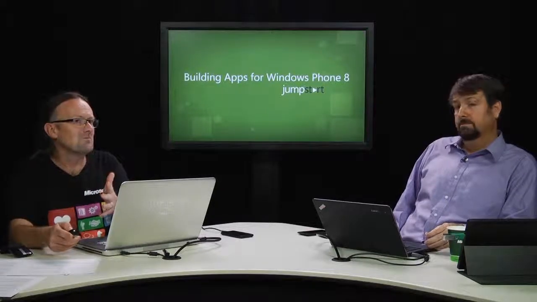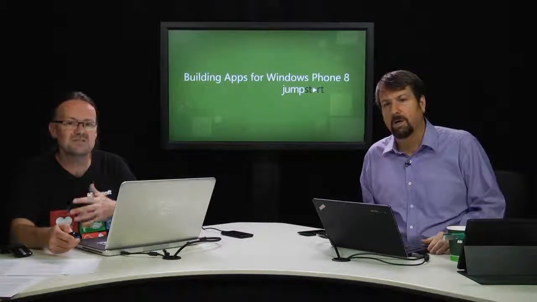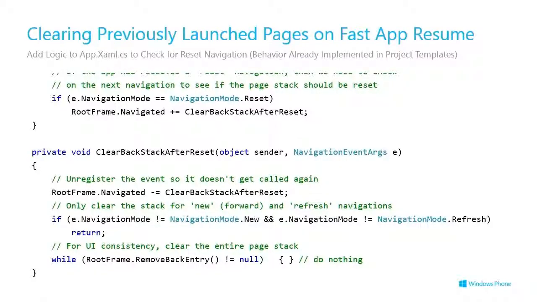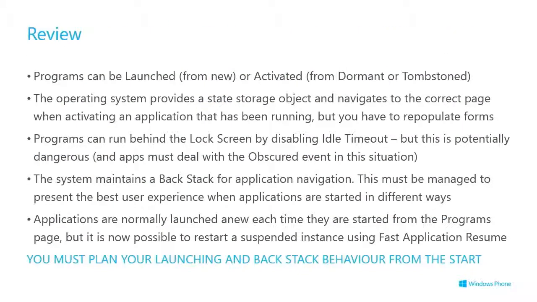So give it some fancy navigation, you can actually resume a suspended app. Use with caution. Lots of fun there. So there we go. Programs can be launched from new or activated from dormant or tombstoned. We've got the state storage object, and the app navigates to the correct page when activating an application that has been running. If we're coming back from tombstoned, you have to do the logic to repopulate the forms. We saw that with using the state dictionary. We can run programs behind the lock screen by disabling the idle timeout, but this is strong magic, so be careful. Use only when you need to.